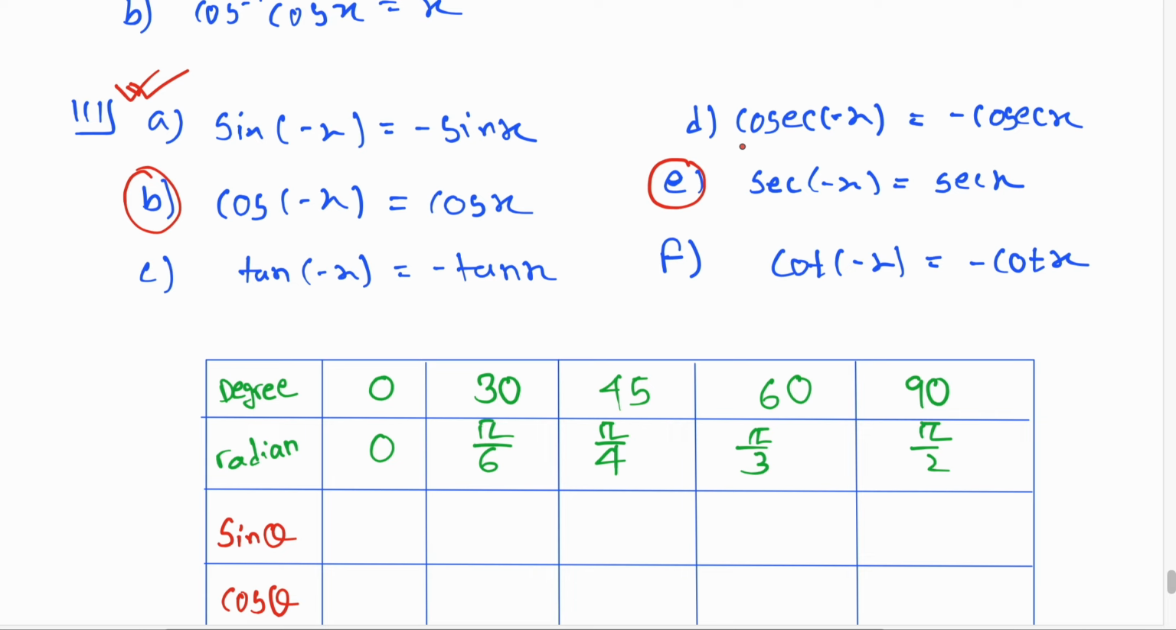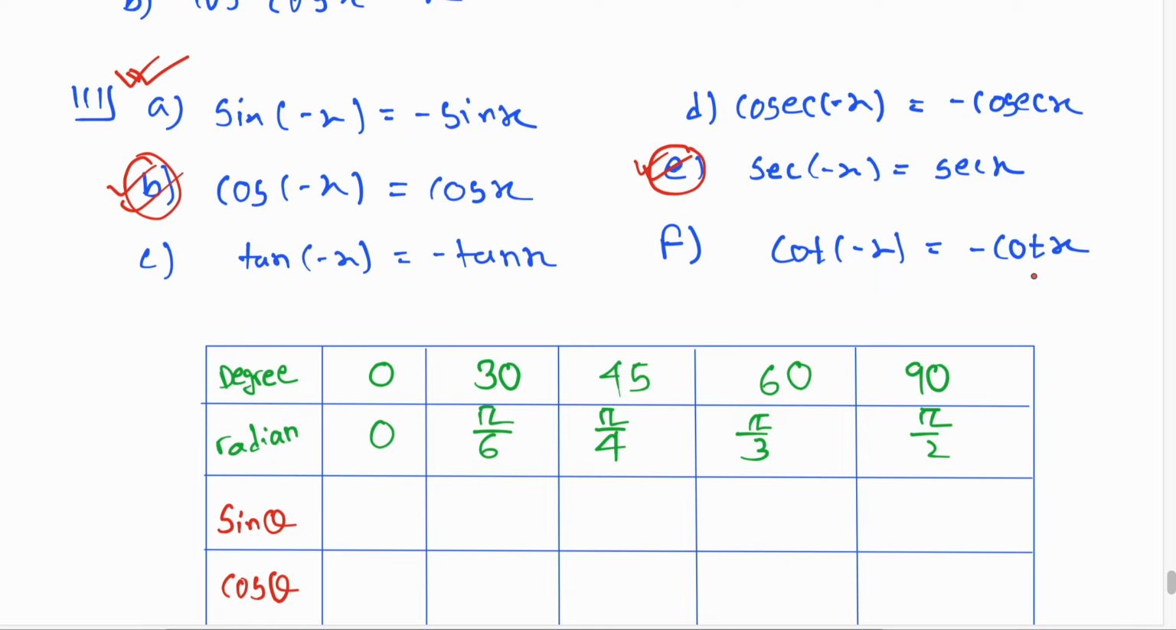That means cosec... no: 1 by cos x and cos x. Sine minus x means minus sine x. Cos minus x means cos x. Tan minus x means minus tan x. Cosec minus x means minus cosec x. Sec minus x means sec x. These two are the exceptions, and cot minus x means minus cot x.